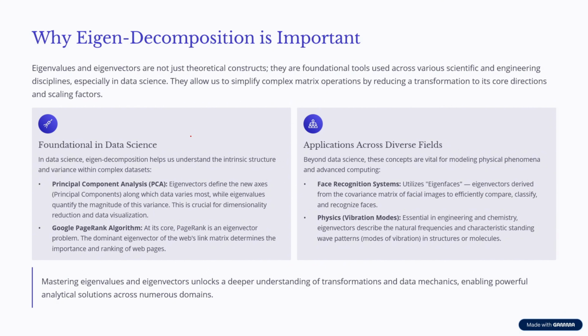So why is eigen decomposition important? Eigen decomposition is one of the most powerful tools in mathematics and data science. In principal component analysis, eigenvectors represent the principal directions of variance in a data set, and eigenvalues tell us how much variance each direction contributes. Even Google's PageRank algorithm relies on eigenvectors. The dominant eigenvectors of the web links matrix determine how important each web page is. In face recognition, we use something called eigenfaces, which are eigenvectors of the covariance matrix of face images. So understanding eigenvalues and eigenvectors gives us insight across multiple fields.